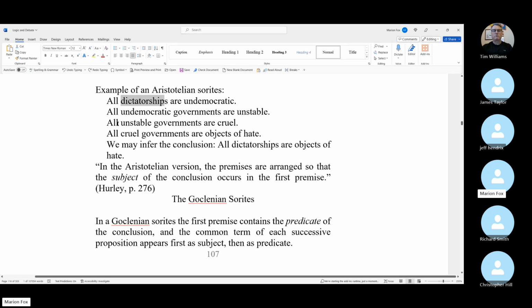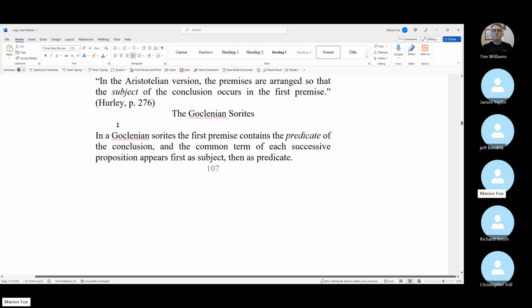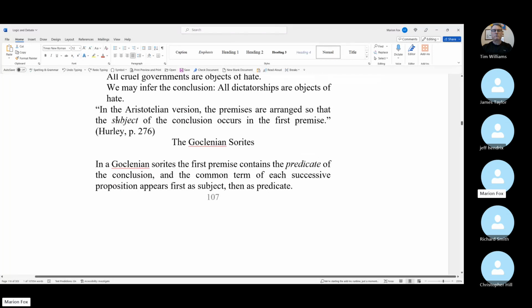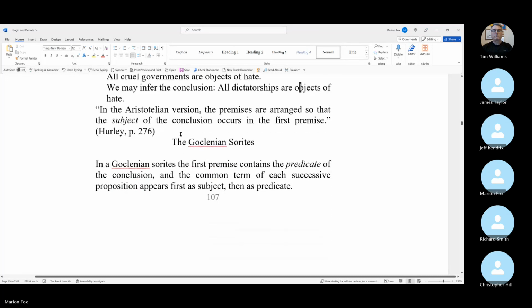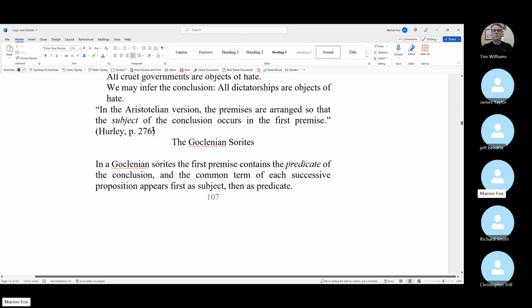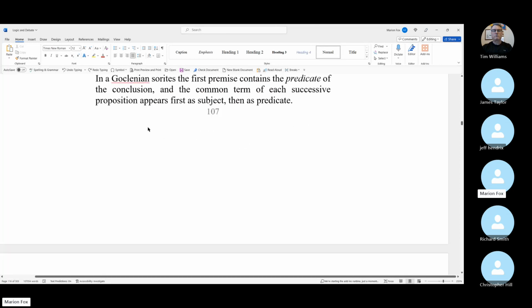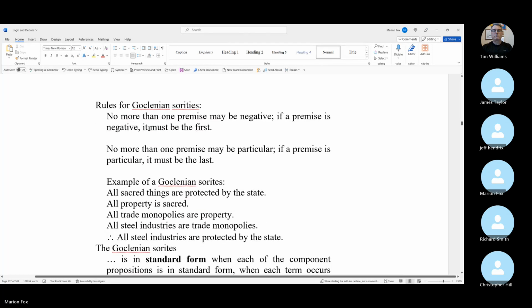In Goclenian series or Sorites, the first premise contains the predicate of the conclusion. So the predicate of the conclusion in this case would be objects of hate. So it has the predicate of the conclusion in it. The common term for each successive proposition appears first as subject and then as predicate. So they're reversed in order, and it's still okay to do that. But we have different forms we can have for our propositions.